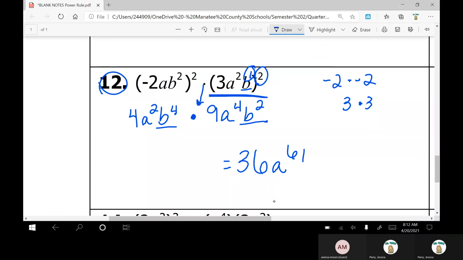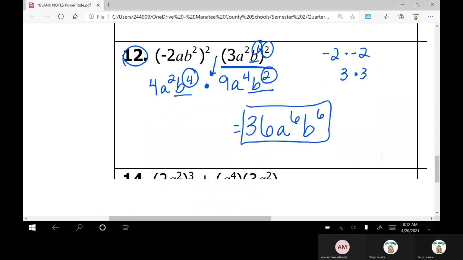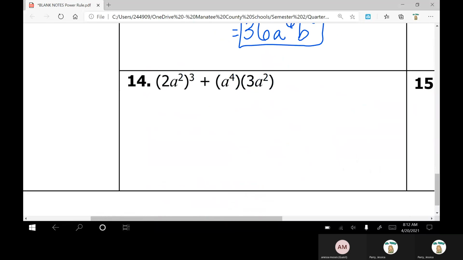What's my new exponent for b? 6. Perfect, because you add them together. 4 plus 2 is 6. And then there you go. That's your final answer: 36 times a to the 6th power, b to the 6th power. All right, last one together here, number 14.